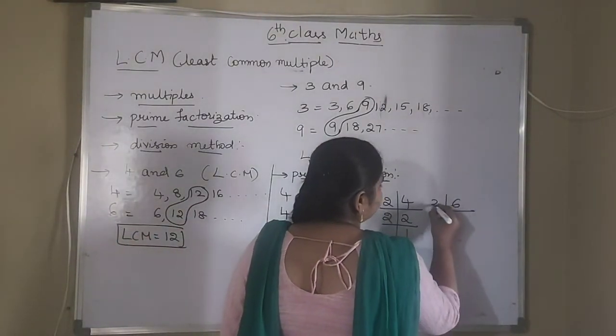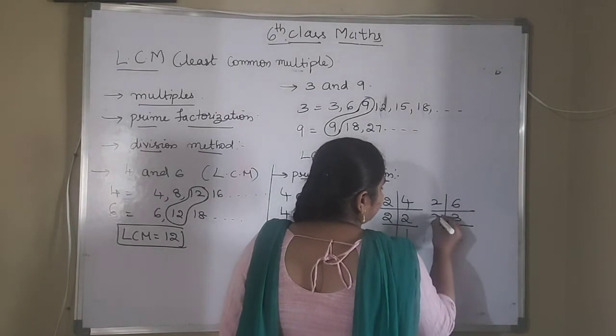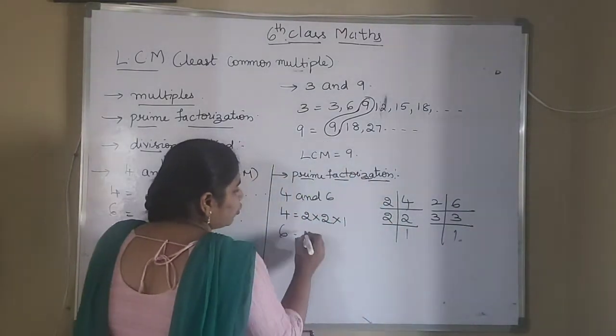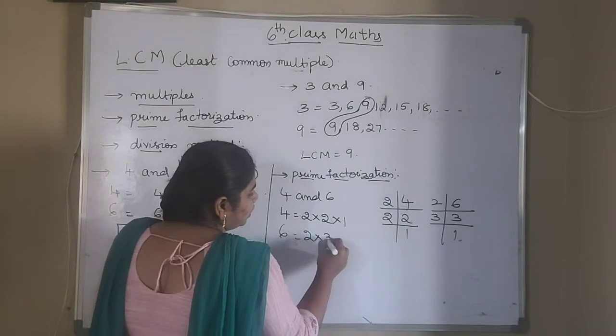Next 6, how can you write? 6 will go in the 2 table. 2 3s are 6, 3 1s are 3. So how much did you get here? 2 into 3 into 1.